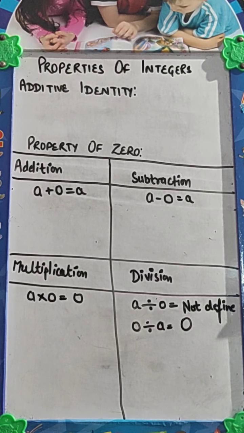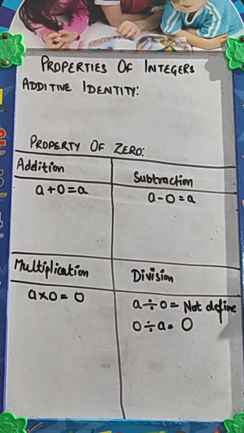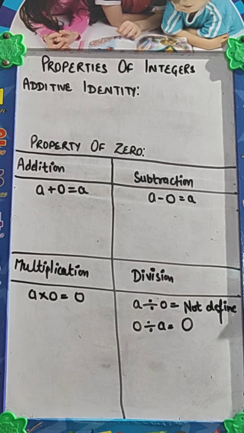Today we will discuss some properties of integers. In my previous video I discussed the properties of integers: the closure property, commutative property and associative property. Now in this video we will discuss the property of 0, property of 1, additive identity and multiplicative identity.